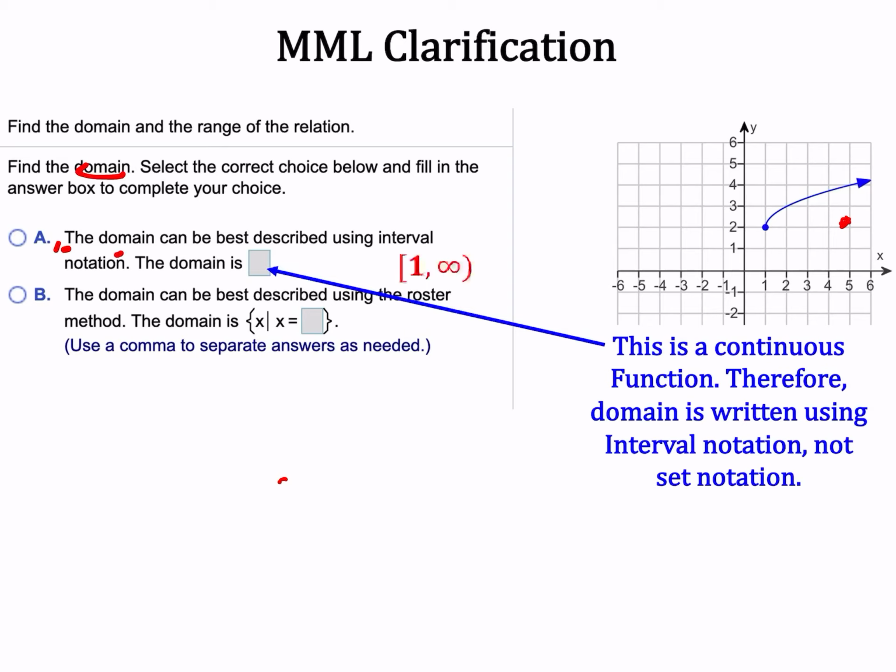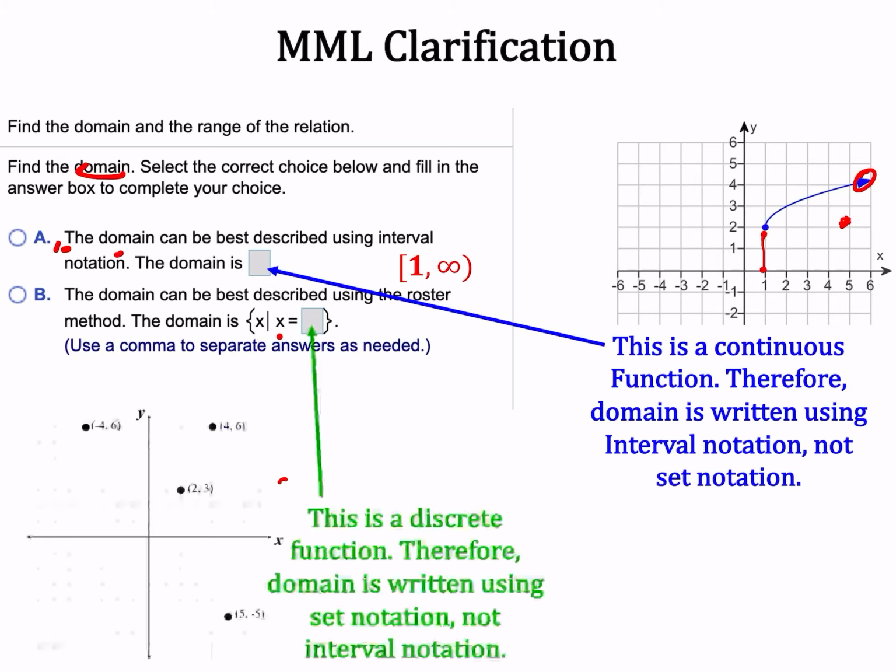Well, in this case, the domain, if you go from left to right, the first x value you hit is 1. That dot means it includes 1. And the last thing you hit going left to right is that arrowhead. It's going out to infinity. So bracket 1 comma infinity. You would not choose B because anytime you use set notation, that is for discrete data.